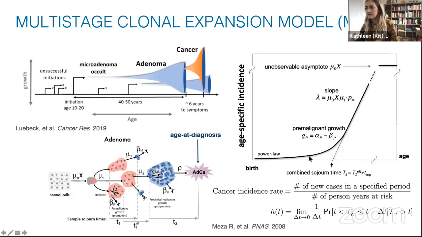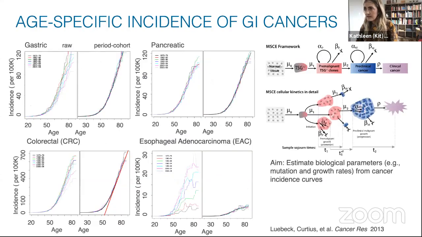So now we can talk about what are the expected rates of evolution given incidence. And we did this over many different types of cancers. This is back in 2013. So we applied this type of model in gastric, pancreatic, colorectal, and esophageal adenocarcinoma, and we were able to estimate biological parameters like mutation and growth rates from these cancer incidence curves. And of course, they're corrected for period and cohorts. They can be standardized in that way.